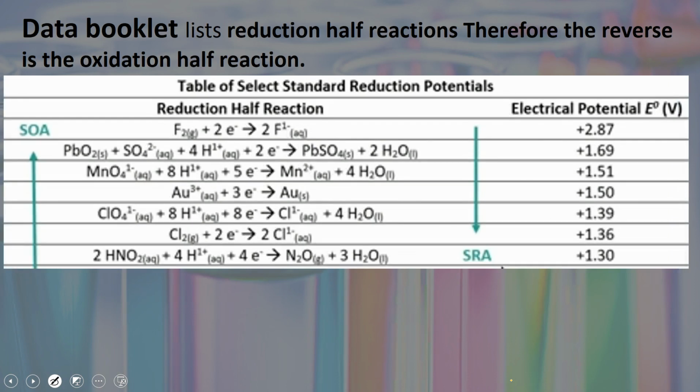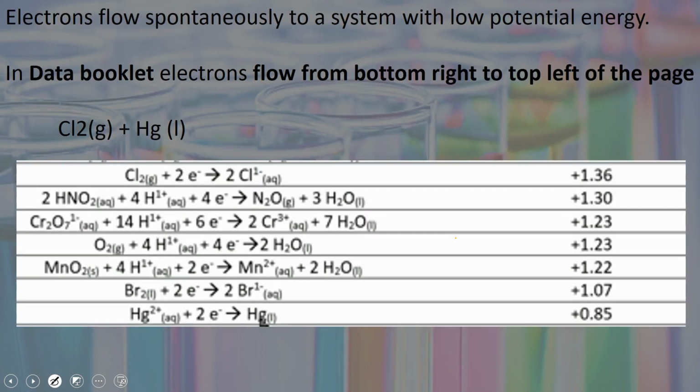And so I was just saying there that as we move up the table, the strongest oxidizing agents are at the left. As I move down the table, the strongest reducing agents are on the right. So in the data booklet, we have a flow of electrons from the bottom right to the top left, which makes sense because my electrons are going to transfer from the RA to my OA.